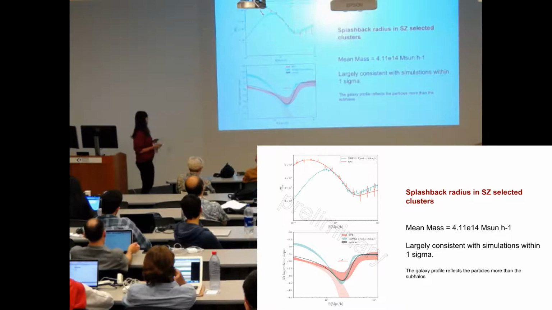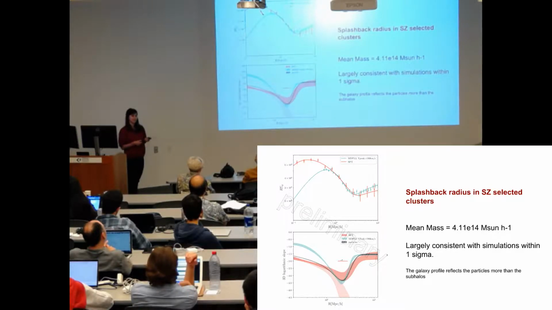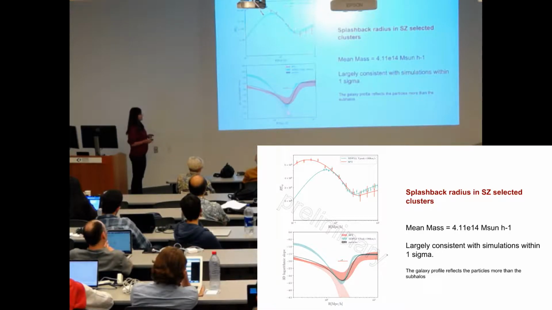Another thing interesting to note is that the inner profile of the galaxy distribution around clusters actually follows much more closely with the particles than subhalos. In simulations, that is sort of expected because there's a lot of tidal stripping and artificial disruption going on, but it's still encouraging to see that they agree well with the particles in the inner regions. But the upshot is that the splashback radius is more or less consistent in these SPT clusters.